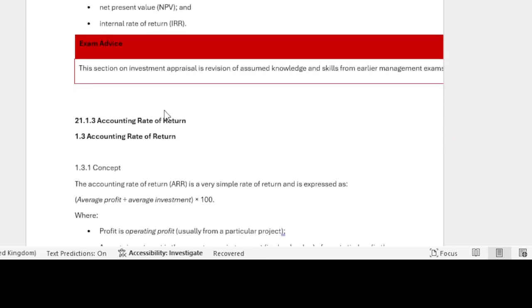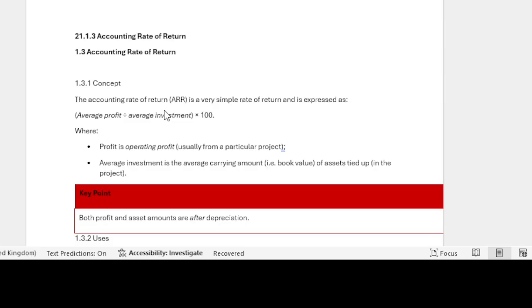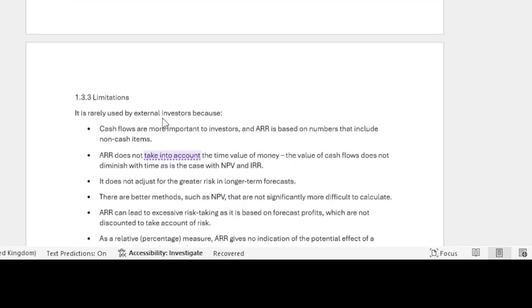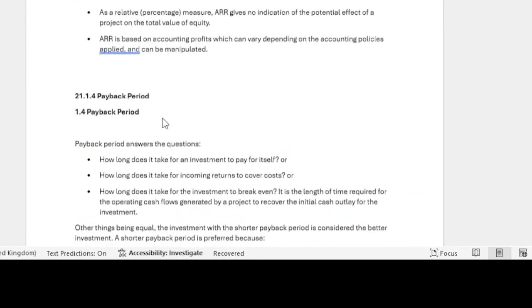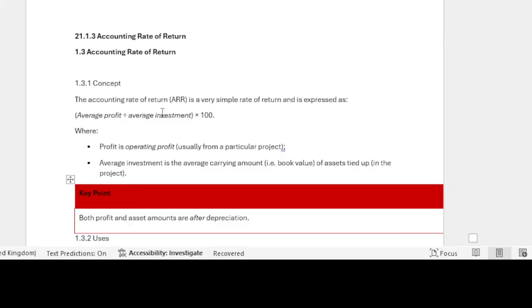So let's begin with accounting rate of return, or something that we call ARR. So in this, let me see if there is a formula. Okay. So for the accounting rate of return, we use a formula whereby we get the average profit, we divide by the average investment times 100. It's in percentage.